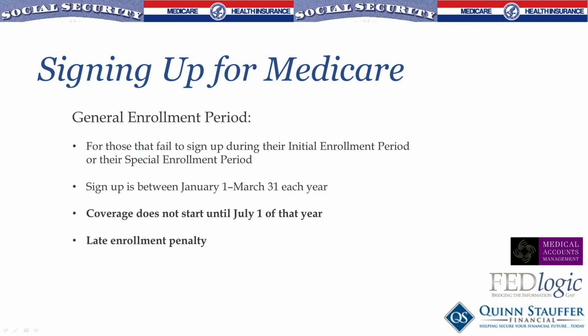And so the general enrollment period is for those that fail to sign up during their applicable enrollment period. And if you have to come in at the general enrollment period, you have to do that between January 1st and March 31st of every calendar year. But your Medicare benefits will not start until July the 1st. So you've got to figure out how you're going to be covered. Now, you can get individual coverage through the marketplace. It's very expensive, but you could do that.